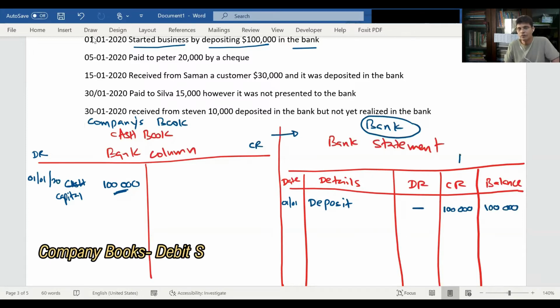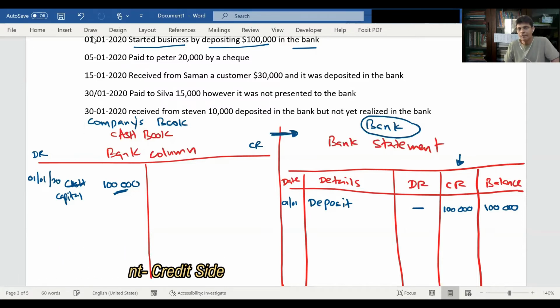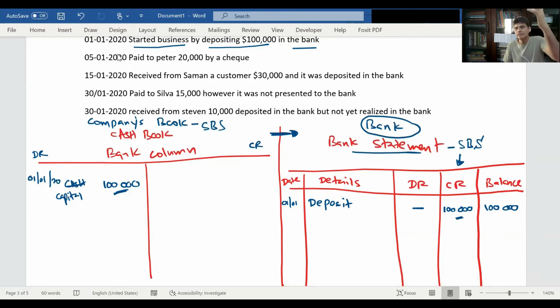Because I told you, from the bank's point of view, when they receive cash from the company, they will open an account in favor of the company. Let's assume again the company is SBS. So this is the bank statement for SBS from the bank's point of view. What the bank does is they credit the SBS account and they debit the bank cash book. Okay, the first entry is done. I hope it is clear, because it's a liability, whereas here it's an asset.